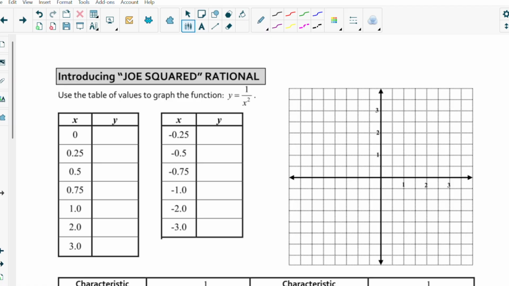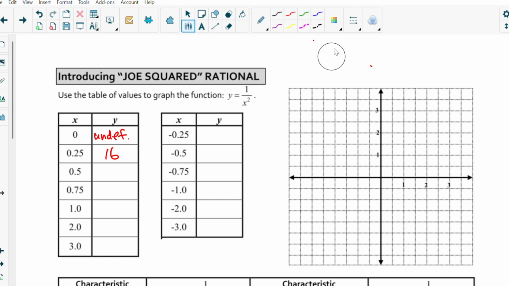When x is 0, y is undefined. For 0.25, I'll just do one of these. Y equals 1 over 0.25 squared. That equals 1 over 1/4 squared, and that is equal to 16. So 0.25 and 16.